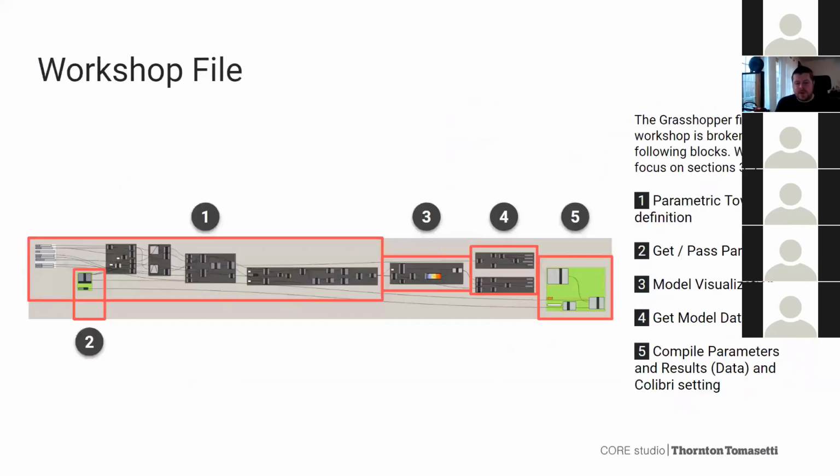The Grasshopper file provided in the sample, this is just a little map key for you to understand what the different parts of it do. And we'll primarily be focusing on areas 2, 4, and 5, which are the data extraction and the Colibri simulation setup. There's a pretty simple parametric tower in the background.